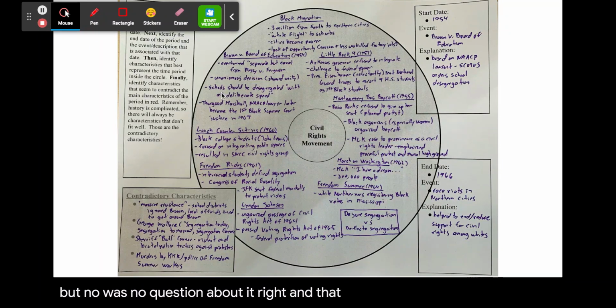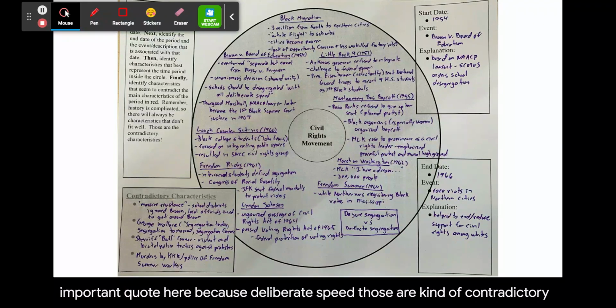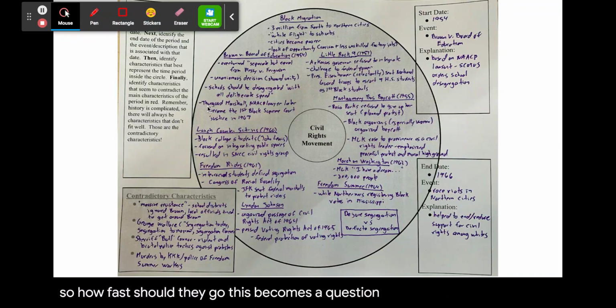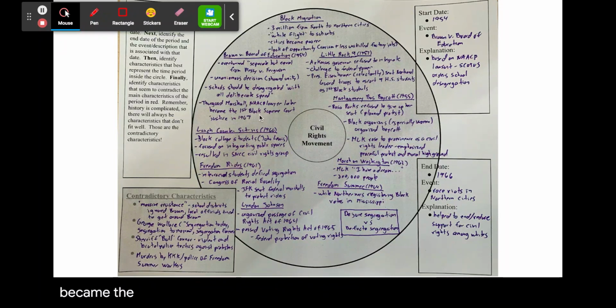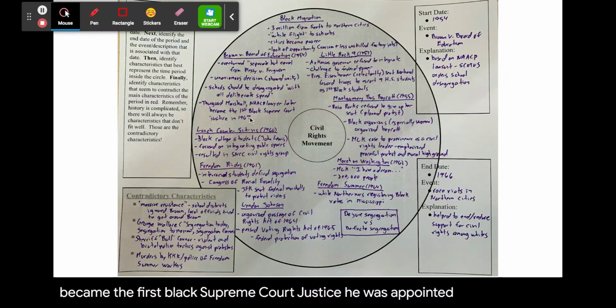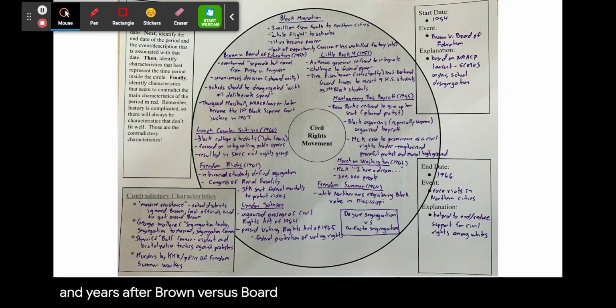And the Supreme Court said that schools should be desegregated, quote, with all deliberate speed, right? This is an important quote because deliberate speed, those are kind of contradictory. So how fast should it go? This becomes a question. All right, Thurgood Marshall was the NAACP lawyer who argued the case before the Supreme Court, and he later became the first Black Supreme Court justice. He was appointed in 1967, 13 years after Brown versus Board of Education.